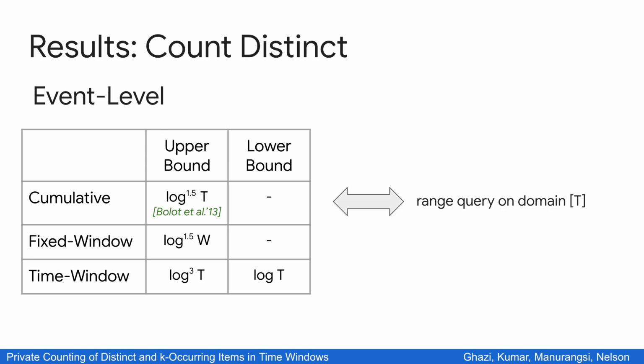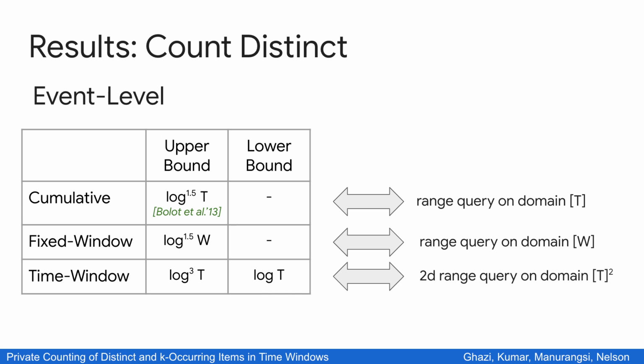In particular, for the cumulative setting, we view the Bolot et al.'s algorithm as showing the equivalence between this setting and the range query problem on a domain of size t. For fixed window, we give a new reduction that shows the equivalence to the setting where the domain has size w. And finally, for time window, we show that it is equivalent to a two-dimensional version of the range query problem. Today, I will focus only on the first two results, which are based on the one-dimensional range query problem.